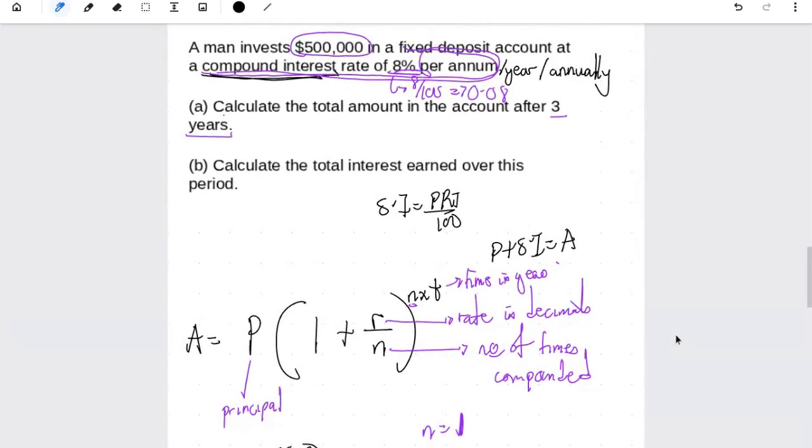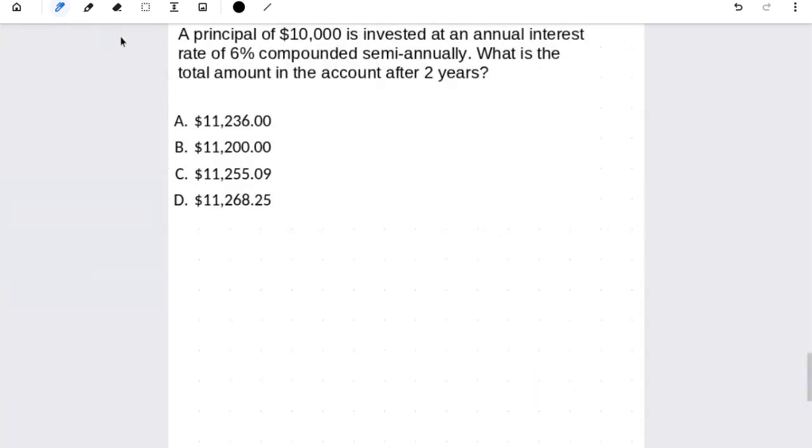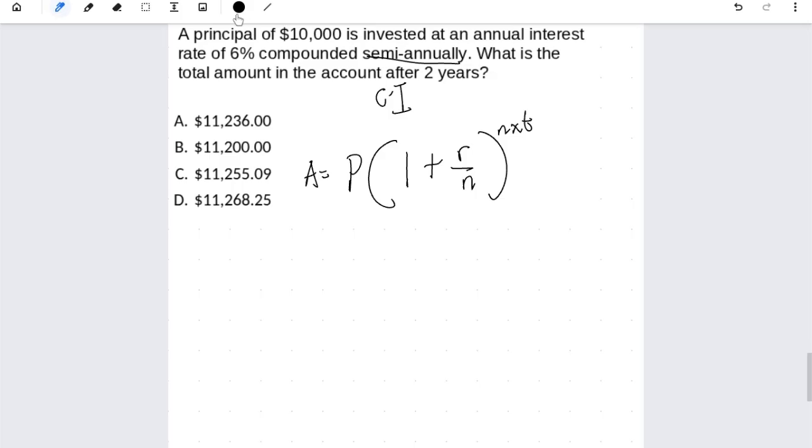Okay, let's try another type of question. We have another question on compound interest. A principal of $10,000 is invested at an annual interest rate of 6%, compounded semi-annually. Remember this word. What is the total amount in the account after 2 years? So remember, this is compound interest. We're going to use the formula A equals P(1 + R/N) to the power of N times T. So let's get our values.